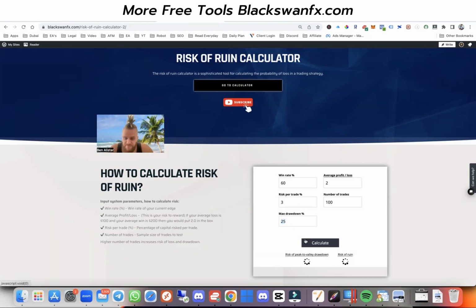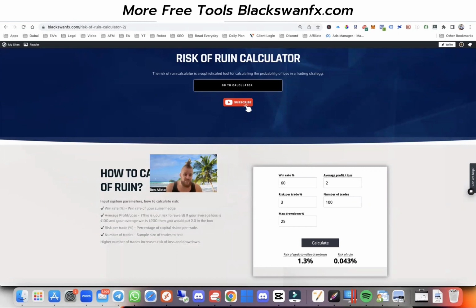So let's see. We've got a 1.3% chance of getting that between the period of a high and low, and we've got a 0.43% chance of that happening from the starting balance. So the risk of ruin on this, hitting 25% drawdown, starting with a 60% win rate, winning 2 times the amount every time we win to what we lose, risking 3% per trade, we've got 0.43. So it's practically impossible for us to lose 25% of the account there. Now, if we have a max drawdown of 10%, now we've got a 4% chance of hitting 10% of a loss on that account.